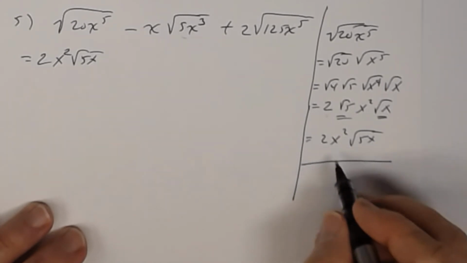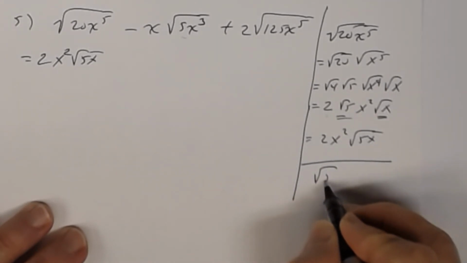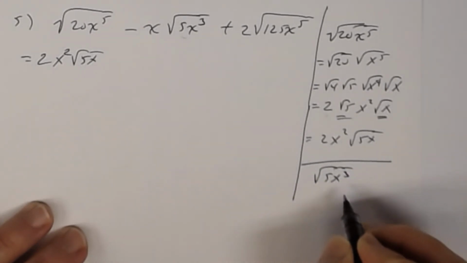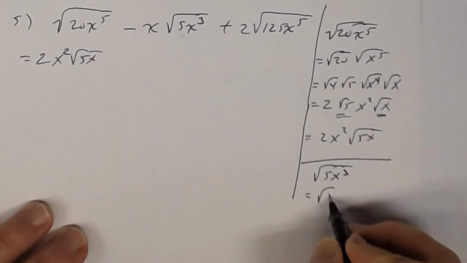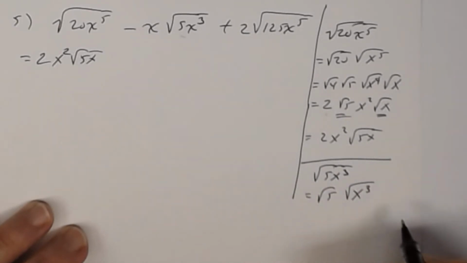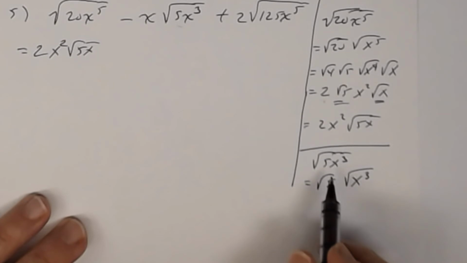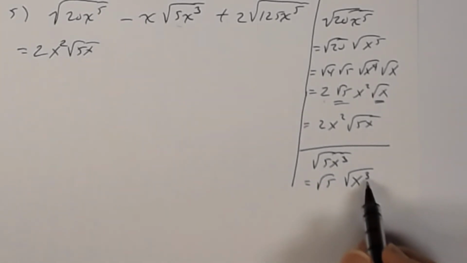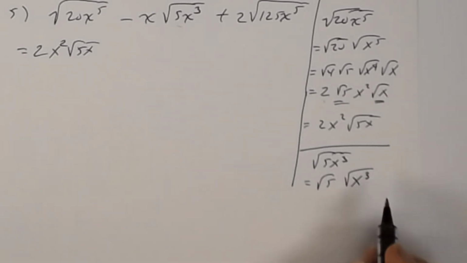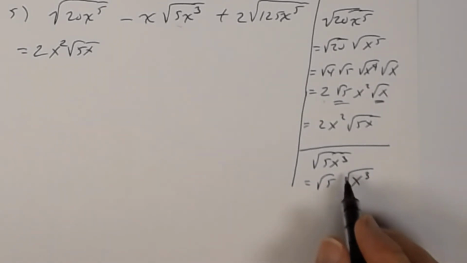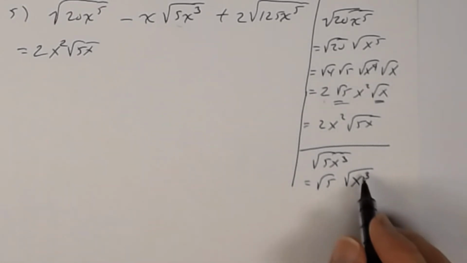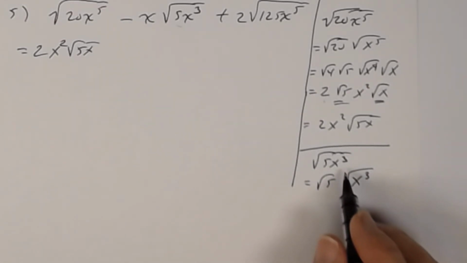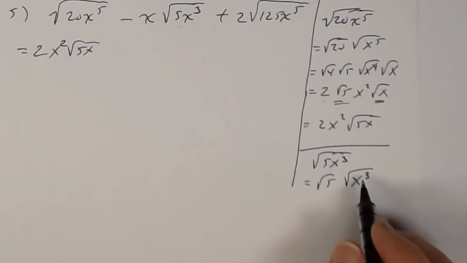Okay, let's do that here. The square root of 5x cubed. By the product property, I know I can rewrite the square root of 5 times the square root of x cubed. I cannot simplify the square root of 5 because the only perfect square that goes into 5 is 1. But I can simplify the square root of x cubed because the exponent of 3 is greater than or equal to 2. And although 3 is not divisible by 2, I know how to handle that. The largest whole number less than 3 that is divisible by 2 is 2.